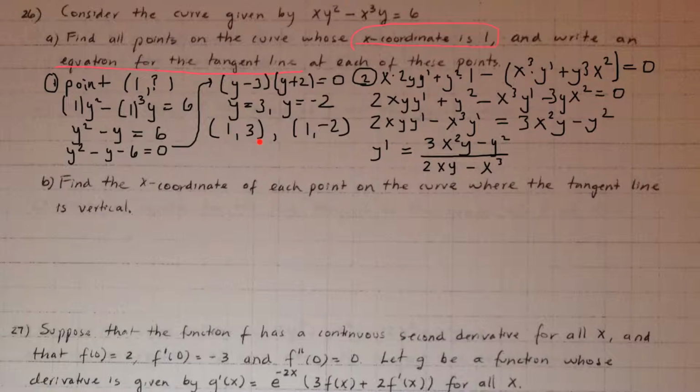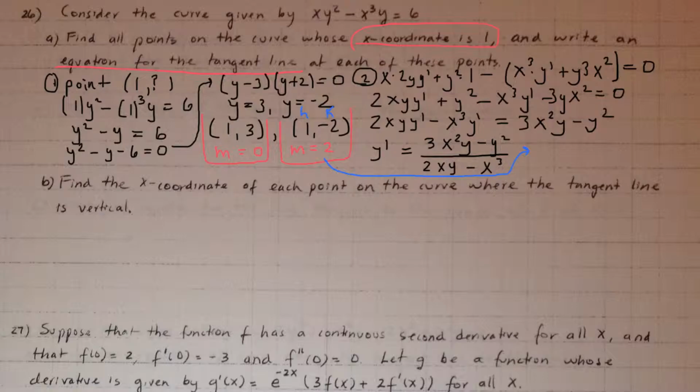You have 2 points, (1, 3) and (1, -2). So for each one of those points of tangency, you're going to have 2 different tangent lines, and you're going to have 2 different slopes. So take the point (1, 3), plug it in, get an answer, and then take the point (1, -2), plug it in, get an answer. And then you'll have a point and a slope for each one, and then you can do the point slope equation for each one of those.